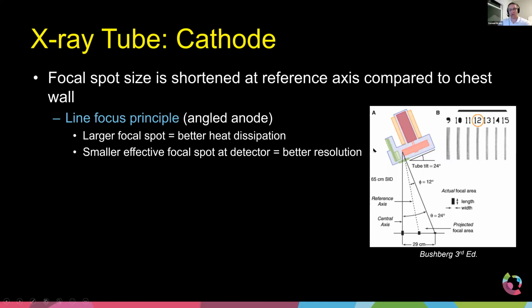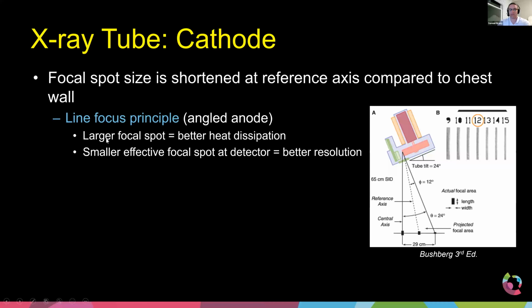So looking at the orientation of the X-ray tube, the focal spot itself is set at an angle to the detector. This is called the line focus principle. We talked already about this in X-ray. You remember the heel effect, all of that stuff. We talked about this a couple of weeks ago. But the thing about this is it gives us the ability to have a larger focal spot.